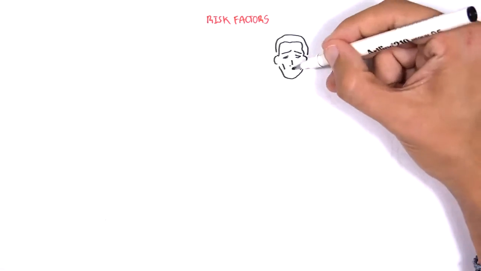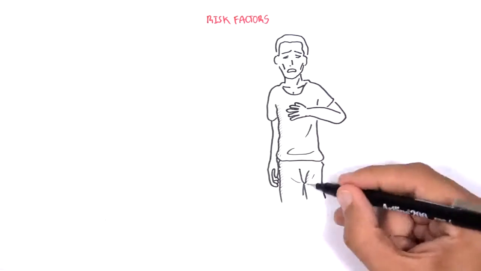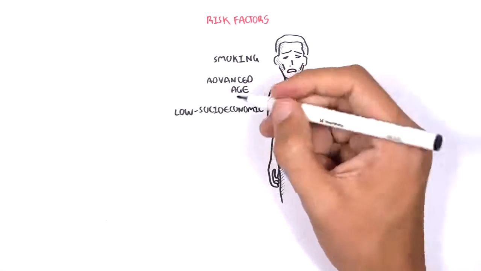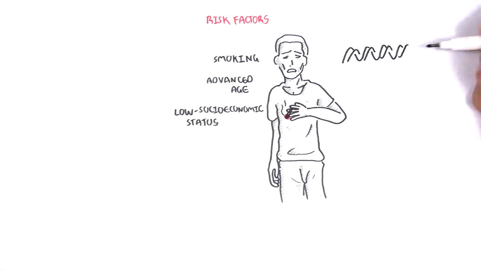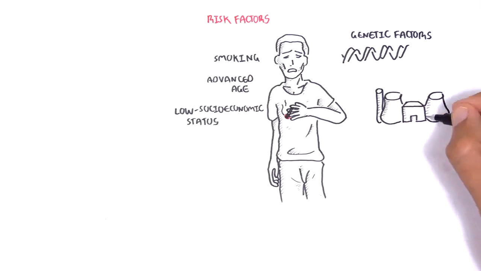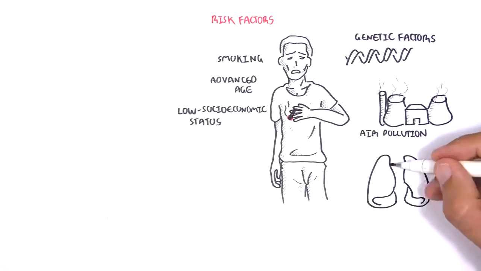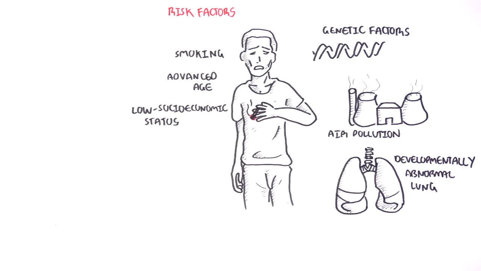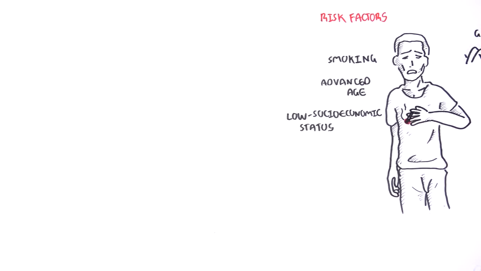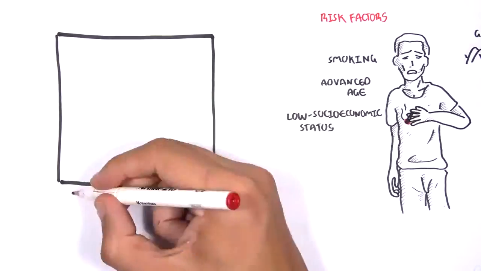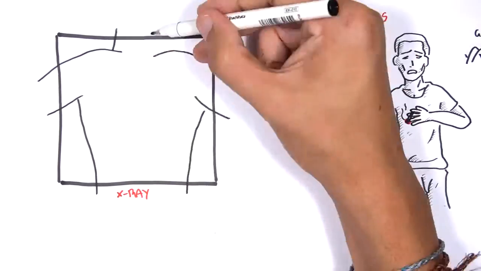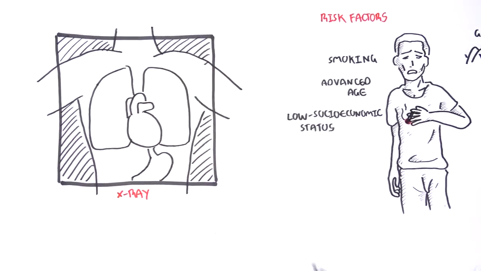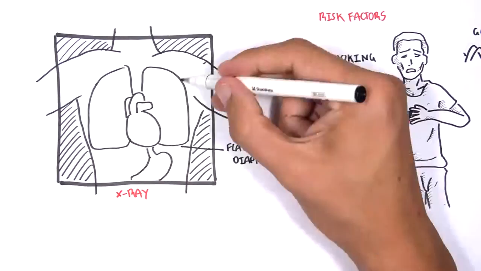Some risk factors for COPD, both emphysema and chronic bronchitis, include smoking, advanced age, low socioeconomic status, genetic factors, constant exposure to air pollution, and developmentally abnormal lungs, which predisposes one to COPD. Investigations that should be performed in a suspected person with COPD include a chest X-ray, where findings can include a flattened diaphragm and hyperinflation.